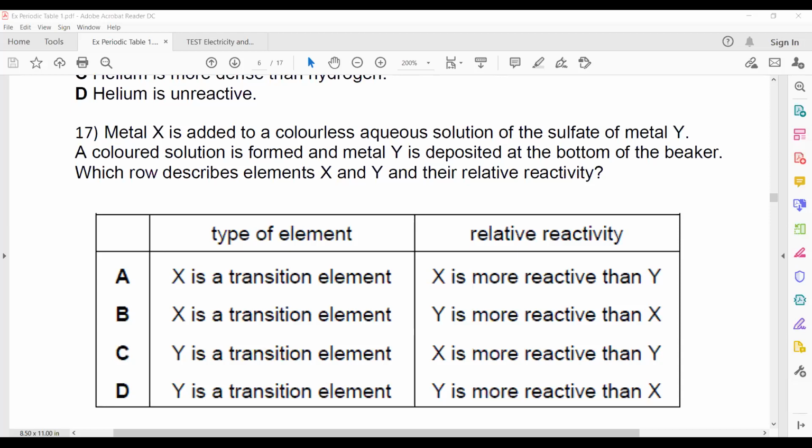Questions 21 to 30, any doubt? From question 21 to question 30.